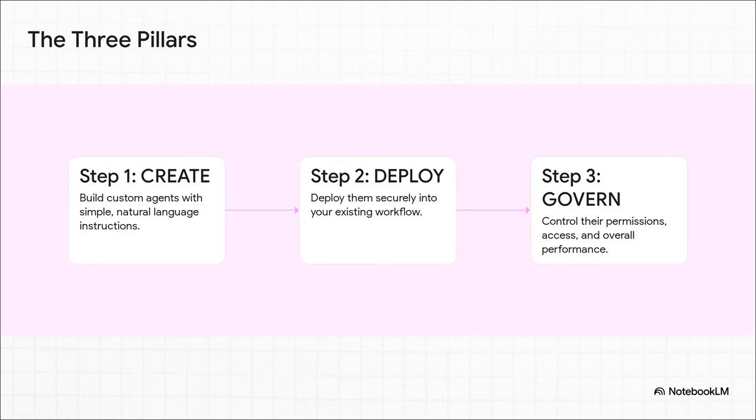And what I find really cool here is just how simple they've made the structure. Google's broken it down into three main pillars. First, you create the agent, and you often do this just by describing what you want in plain English. Then you deploy it into your workflow. But crucially, and this is super important, you always govern it. That means you have full control over what it sees and does. It's a full lifecycle approach from start to finish.